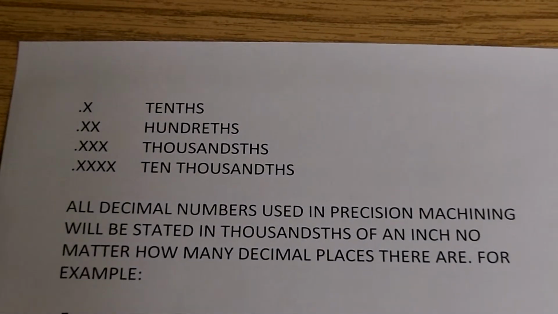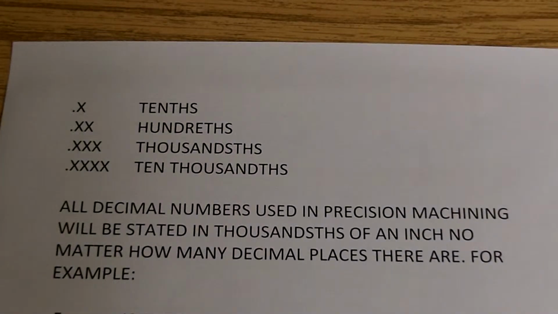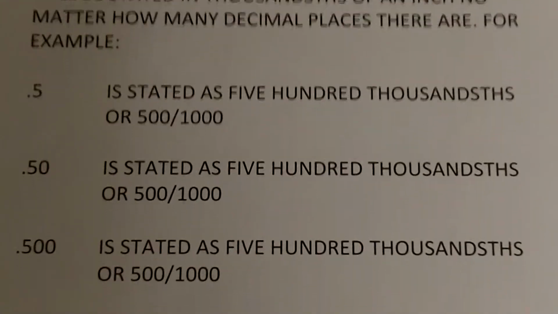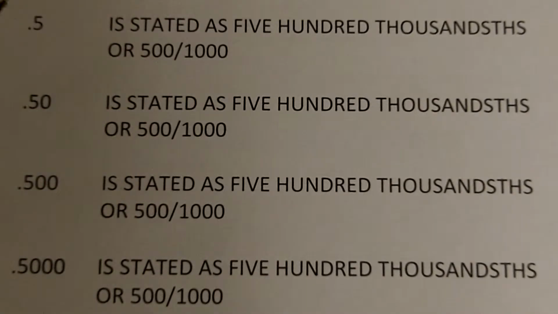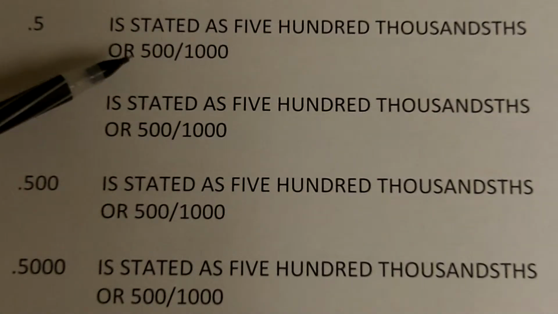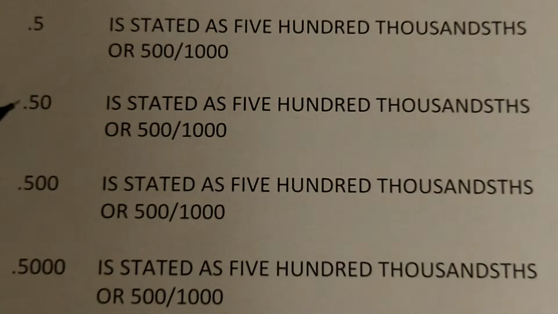Now, all decimal numbers used in precision machining will be stated in thousandths of an inch, no matter how many decimal places there are. For example, .5 is stated as 500 thousandths, or 500 over 1,000. .50 is still 500 thousandths. 3 places, still 500 thousandths of an inch, and even 4 places is 500 thousandths of an inch.